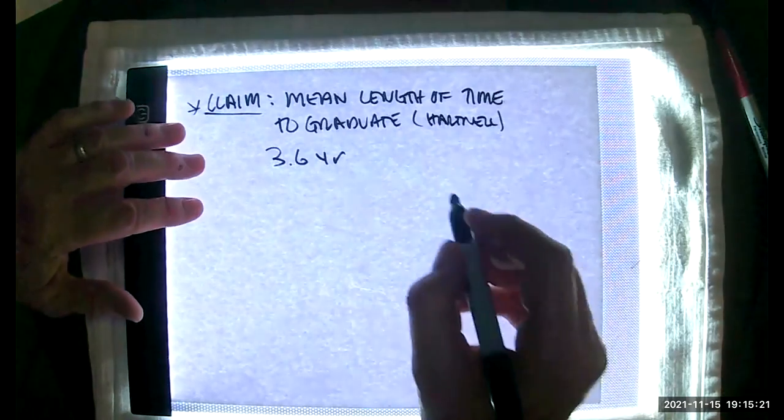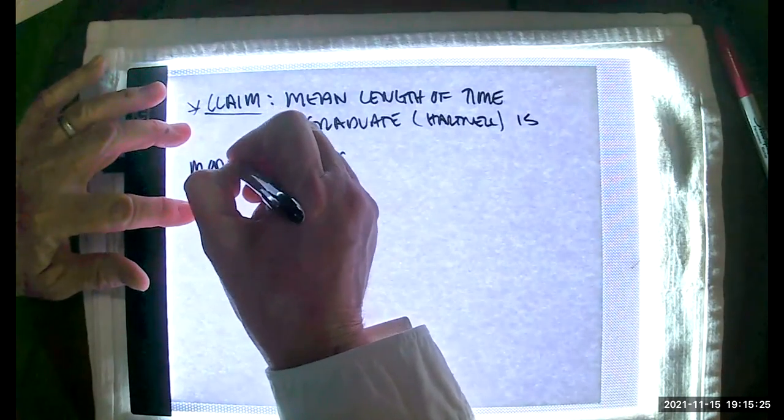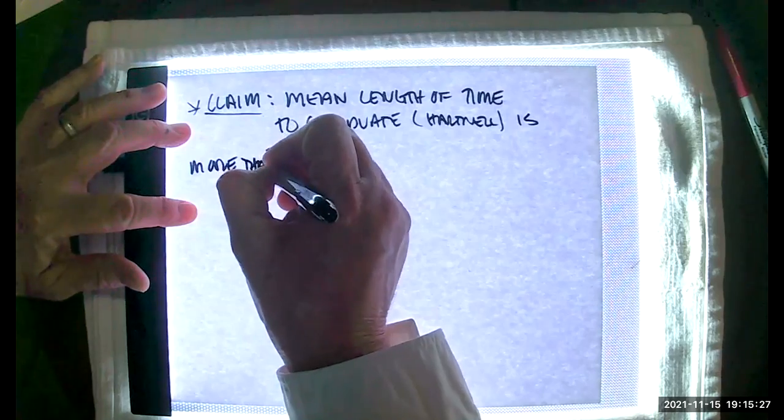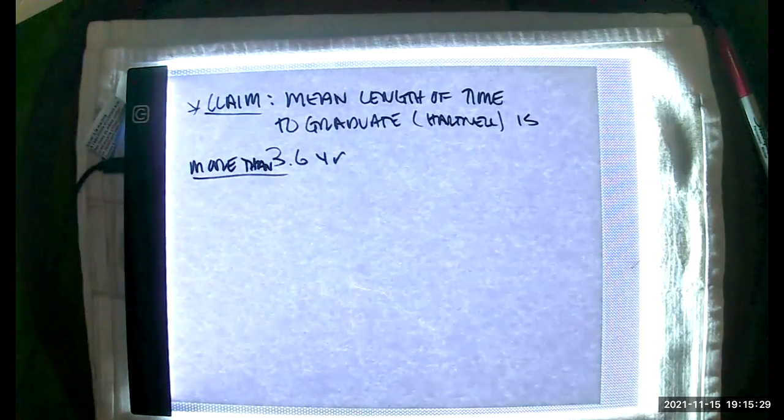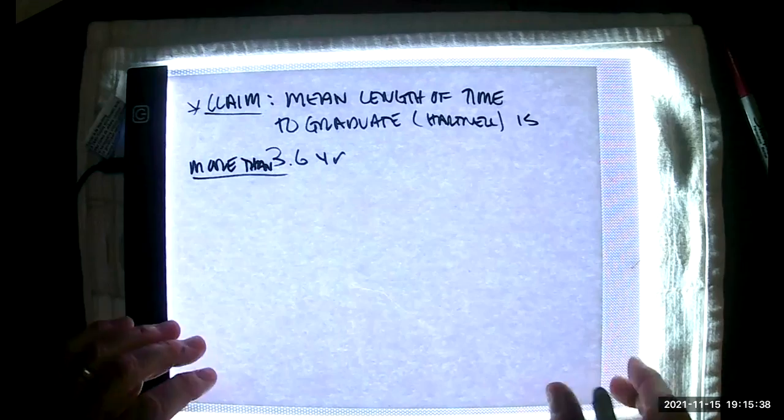The mean time to graduate at Hartnell is more than 3.6 years. And it probably is. Let me make this one a little bit cleaner. It looks too messy.